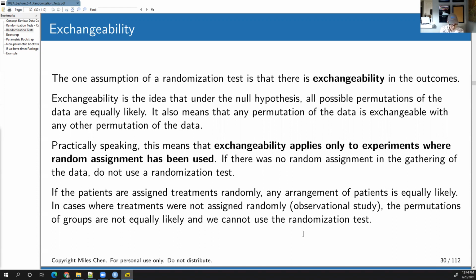The randomization test depends on the assumption of exchangeability. Okay, exchangeability is the idea that under the null hypothesis, all possible permutations of the data are equally likely. So it means any permutation is exchangeable with another permutation. At a practical level, what this means is we can really only apply this concept of exchangeability to experiments where random assignment was used, right?